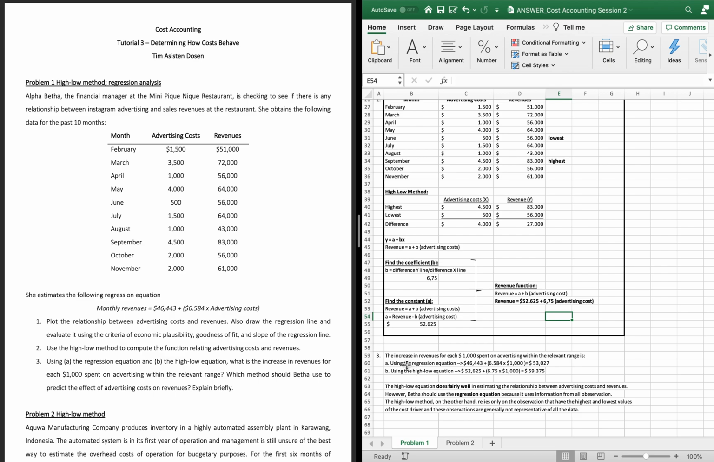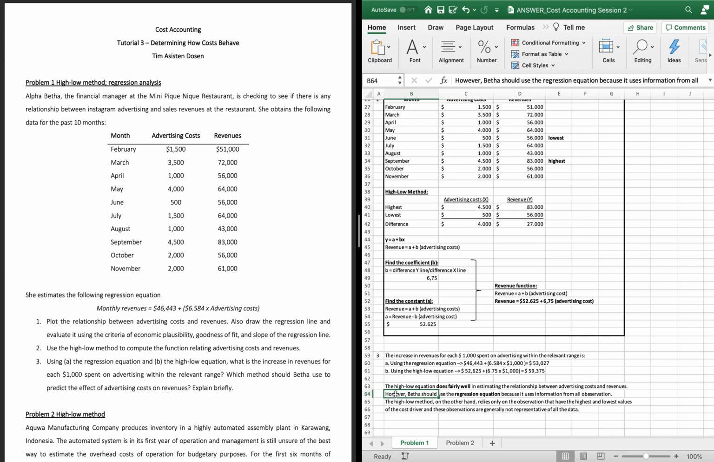So here is the regression equation that we get from the problem, and the high-low equation that we have calculated before. Then we put the $1,000 in the advertising cost. Using the regression equation we get a revenue of $53,027, while using the high-low equation we get a revenue of $59,375. So the method that should be used to predict the effect is the regression equation.